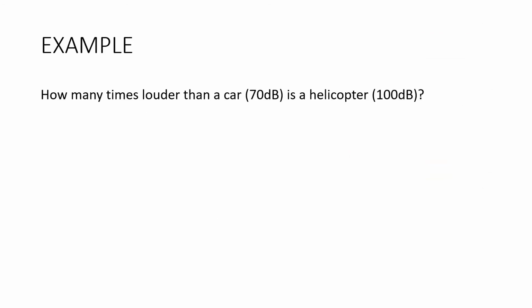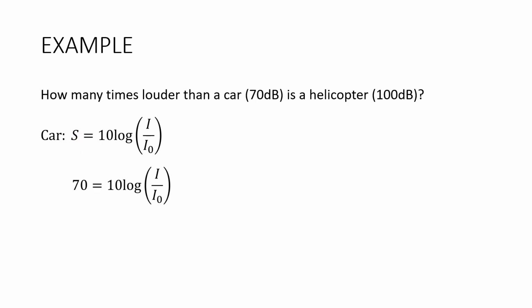How many times louder than a car, which is 70 decibels, is a helicopter, which is 100 decibels? All right, so we'll start with our formula. Now, where does the 70 go? Remember how I said S is measured in decibels? So it goes in here. So 70 is equal to 10 multiplied by log of I divided by I0.